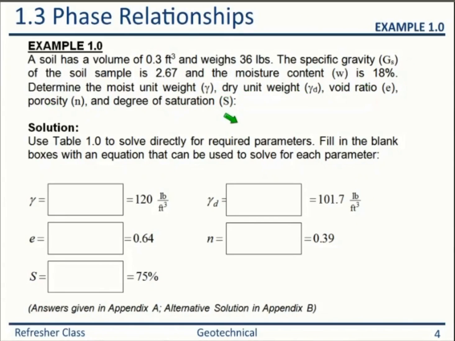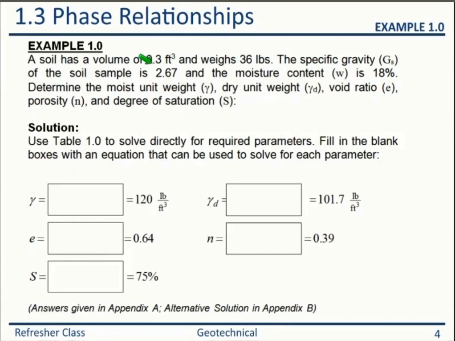So if you look at this problem carefully, the problem states 0.3 cubic feet of volume. So this should be the total volume. It did not say volume of void is so much, volume of soil solid is so much. It simply said volume of the soil. So it should be total volume, and it says it weighs 36 pounds. It did not say the weight of water in the sample was so and so, and weight of soil solid was so and so. It says 36 pounds. So without doubt, it should be total weight, and this is total volume.